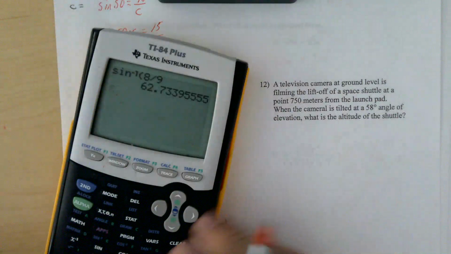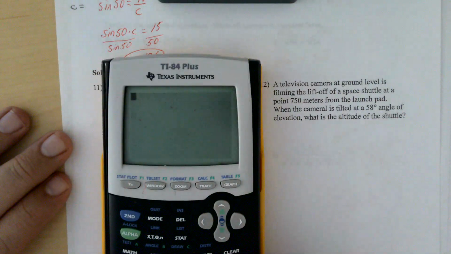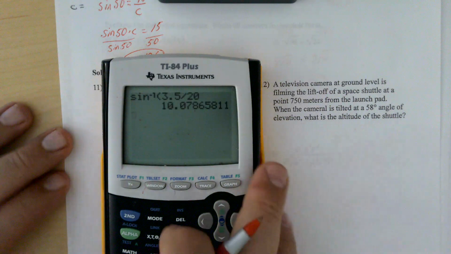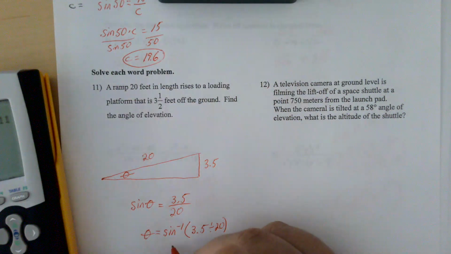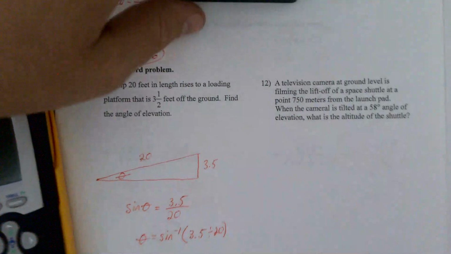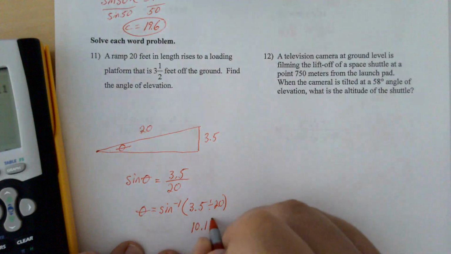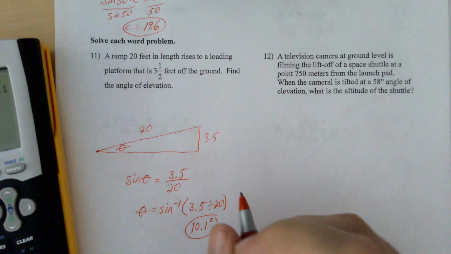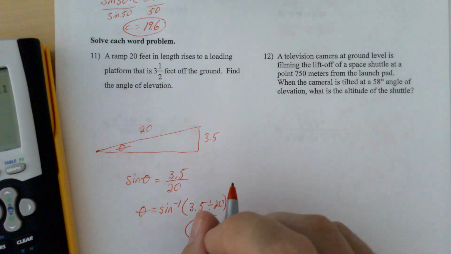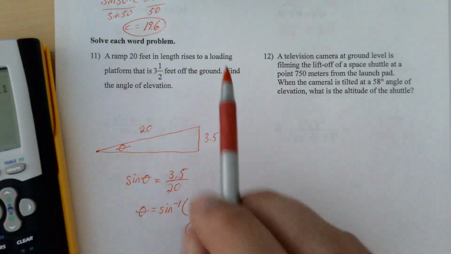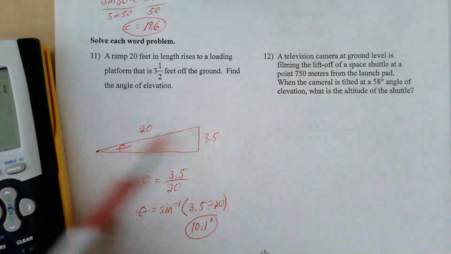And let's quickly ask the calculator for this. Second sine, 3.5 divided by 20. It looks that up, and then you know, hey, that angle is about 10.1 degrees. Okay. And hopefully, if it's a ramp, you know it can't be that steep. So it should make sense in the context of this problem.